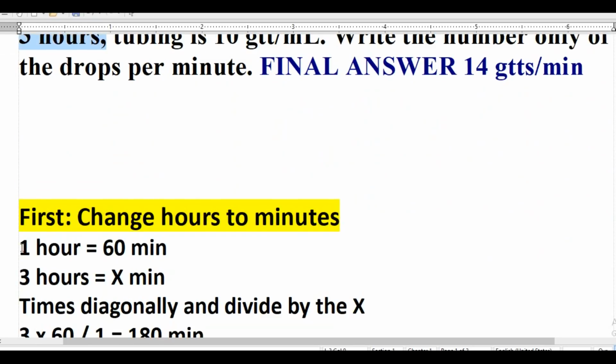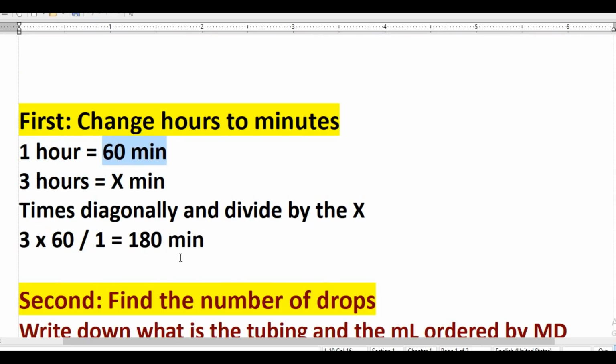So this is the way I do it. 1 hour is 60 minutes. See, so keep the hours with the hours and the minutes with the minutes. So 1 hour equals 60 minutes. 3 hours equals X minutes. This is how I do all my conversions. It's really easy. So if we times diagonally and divide by the X, 3 times 60 divided by 1 equals 180 minutes. Okay, so we figured out the minutes.